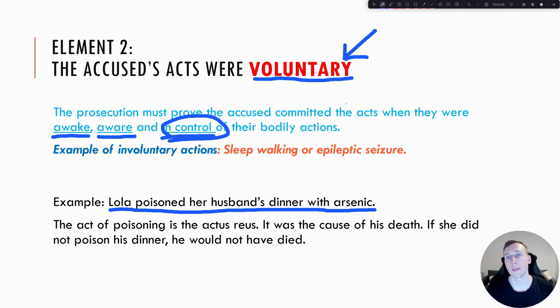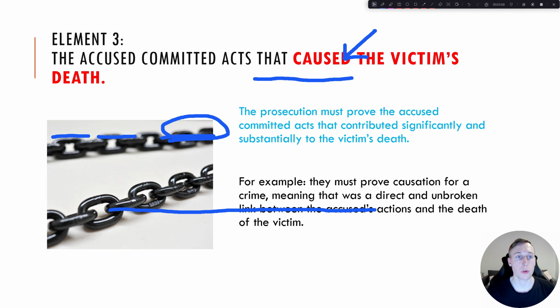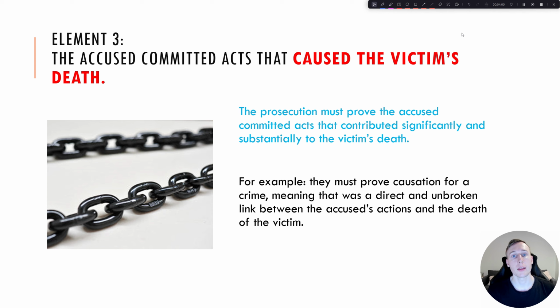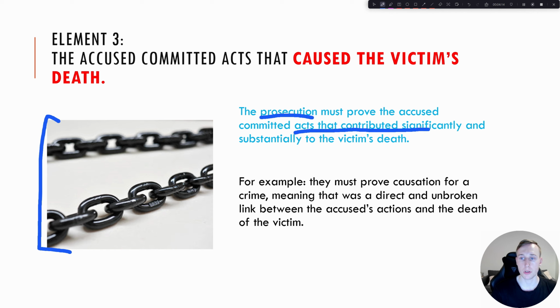So that's element 2. Moving on to element 3, that the accused committed acts that caused the victim's death. So from that last video where we talked about that chain, we need to make sure that the prosecution proves that the accused committed acts that contributed significantly and substantially to the victim's death.